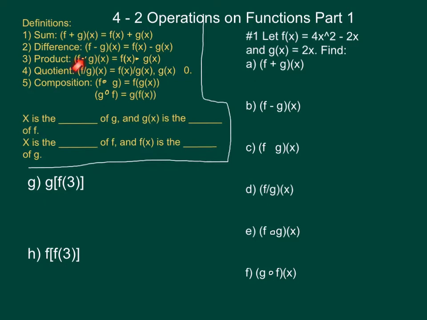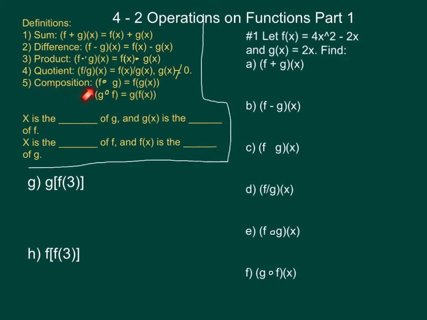If you want to multiply two functions, f times g in terms of x, then just take f of x times g of x. And finally, if you want to divide functions, f divided by g of x, then take f of x divided by g of x. Now, a little note there, g of x is not allowed to be 0 because it's in the denominator, and you guys know that if the denominator equals 0, then you got problems.